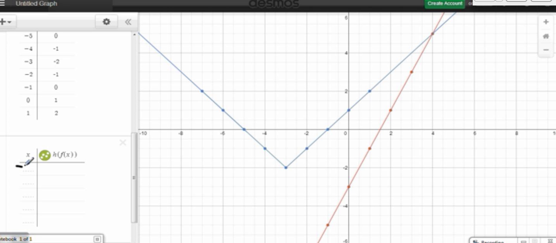So let's go ahead and start off with negative 2 as our input. So we're trying to find h of f of negative 2. We just input the negative 2 in for x, because that is our input. So in order to find h of f of negative 2, we have to find f of negative 2 first.